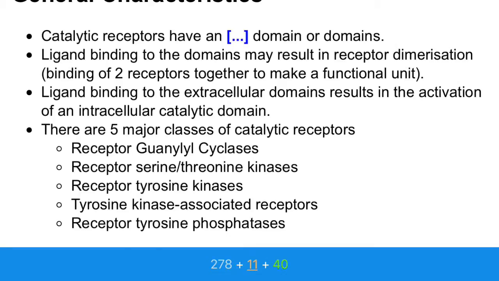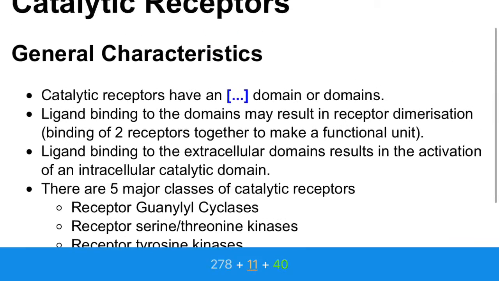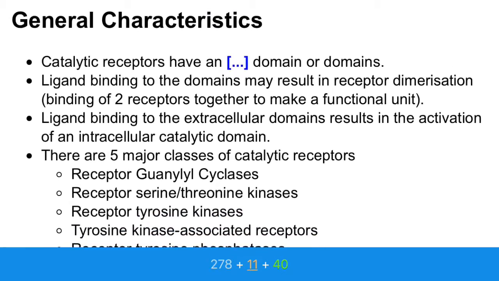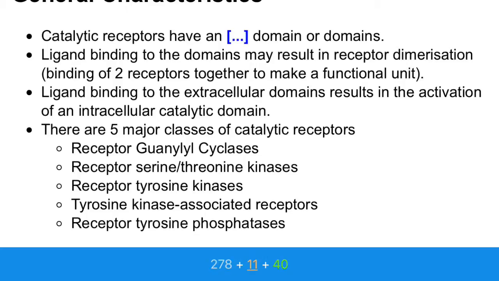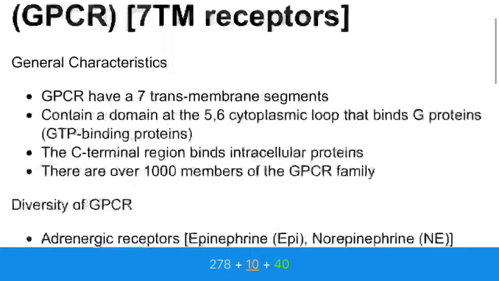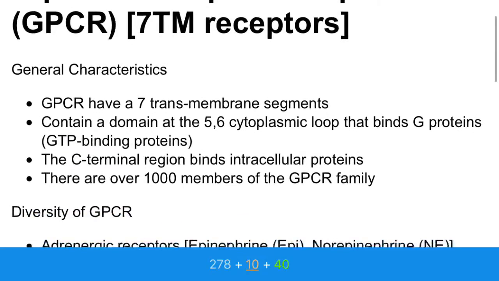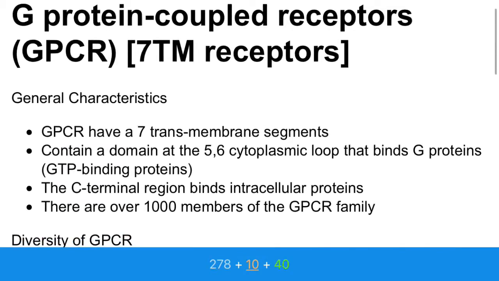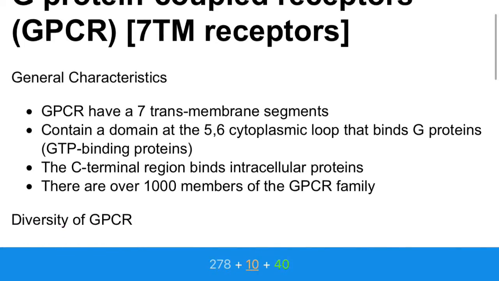Catalytic receptors, right. Extracellular domains. Not quite explained yet. Okay, ligand binding to the extracellular domains results in activation of an intracellular catalytic domain, right, and then guanylyl cyclases. Now, there are catalytic properties of these other receptors, for example, the GPCRs. But maybe it doesn't count. Okay, G protein coupled receptors, GPCR. And why do they all have extracellular domains? Does this have to do with a common origin? They're all kind of homologous? I don't know.